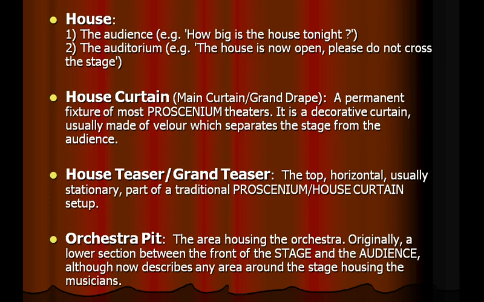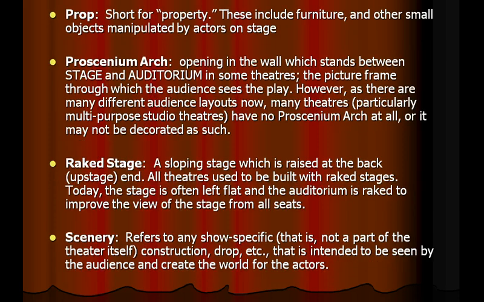The house curtain is the main curtain or the grand drape, and it's a permanent fixture in most proscenium theaters. It's decorative, usually made of velour, which separates the stage from the audience. The house teaser or grand teaser is the top horizontal, usually stationary, curtain. The orchestra pit is the area housing the orchestra. Typically, it's at the front of the stage.